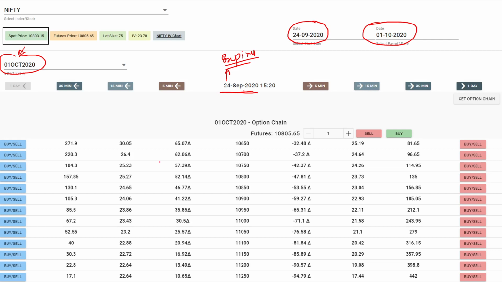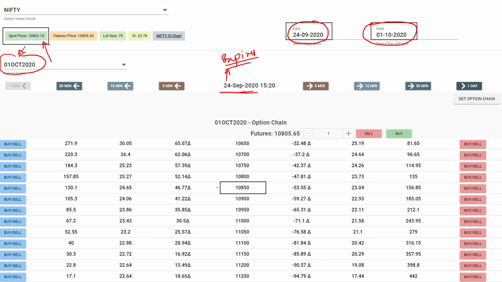So let me mark it around. And the spot price on that particular day was around 10,803. So this was the spot price for Nifty. If that is the spot price, then accordingly we have to select our at the money call option. So let us move ahead and let me show you.